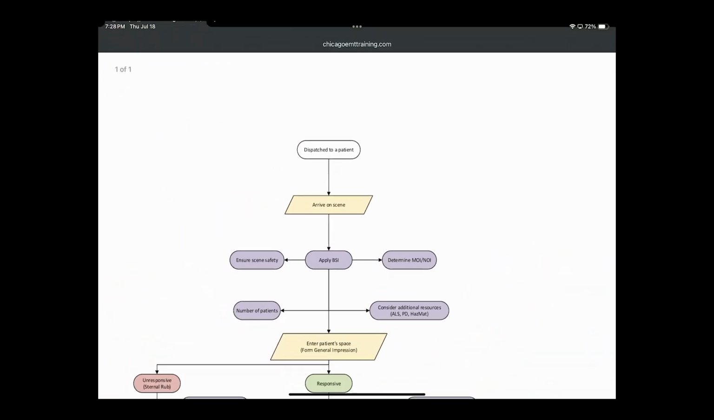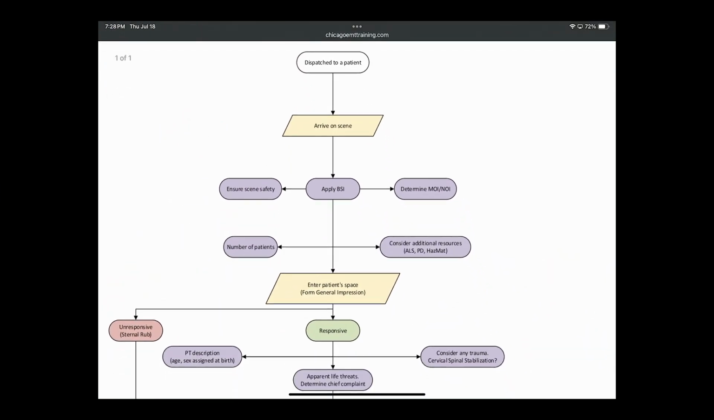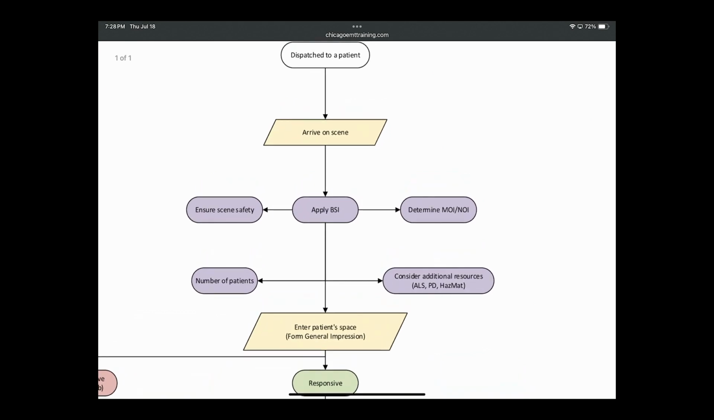As I pinch and zoom, we're going to get dispatched to a patient. When you arrive on the scene, you're going to see 6 things that we need to do. We're going to apply our BSI. We're going to ensure that the scene is safe, determine a mechanism of injury or nature of illness, and at this point, try to think about, is this respiratory in nature? Is this cardiac in nature? Neuro in nature? Immune in nature? OBGYN, GI, GU, any of those things. Those are natures of illnesses.